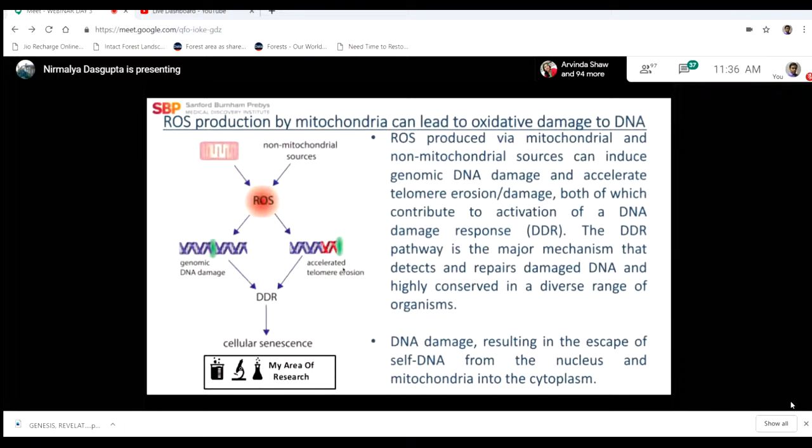And another thing is that damaged DNA can come to the cytoplasm from the nucleus, because the nucleus tries to do that, because damaged DNA causes genomic instability in the nucleus. So it tries to push the damaged DNA out to the cytoplasm.